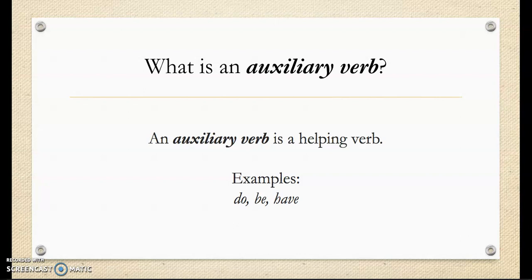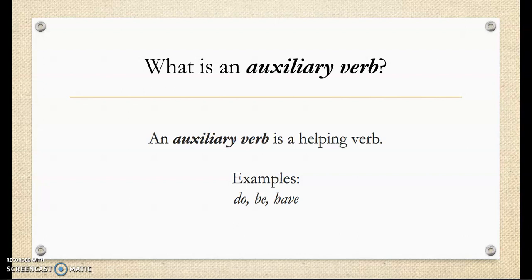Maybe some of you know, maybe for some of you it's the first time. An auxiliary verb is a helping verb. Helping verb. So what does that mean? What does an auxiliary verb help? It helps the main verb of the sentence. So this is not the main verb of the sentence, it's a helping verb. And what do you call this one?